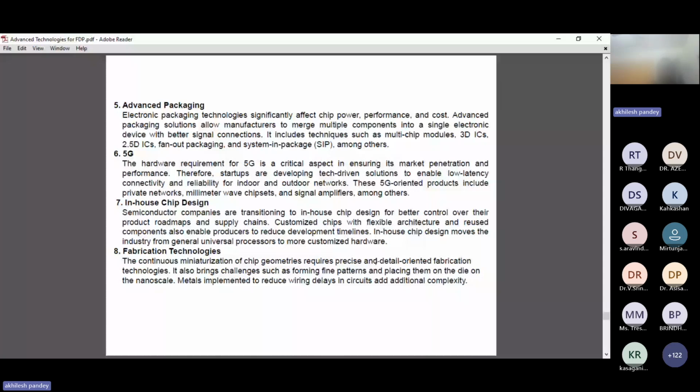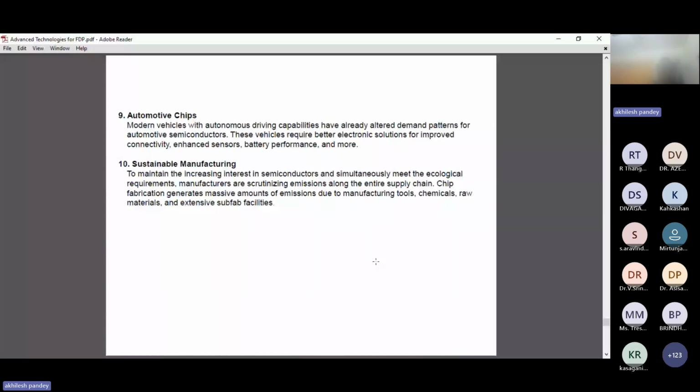brings to overcome all the challenges and complexity. Automotive chips. Modern vehicles with autonomous driving capabilities have already altered demand patterns for automotive semiconductors. These vehicles require better electronic solutions for improved connectivity, sensors, and battery performance. Sustainable manufacturing, to maintain the increasing demand for semiconductors while simultaneously meeting ecological requirements. Manufacturers are scrutinizing emissions across the entire supply chain. Chip fabrication generates a massive amount of emissions.